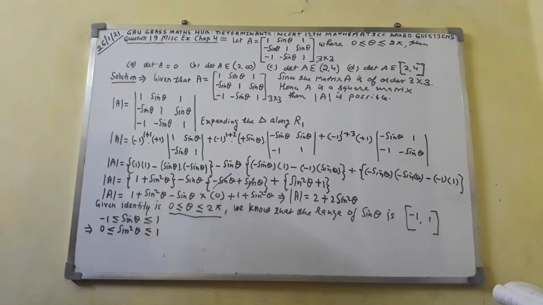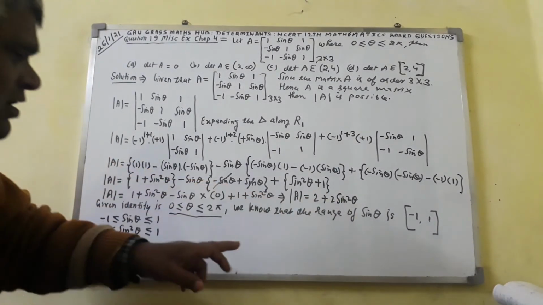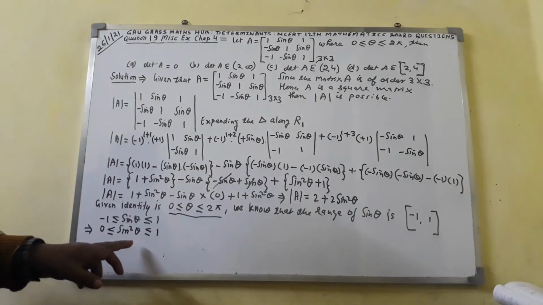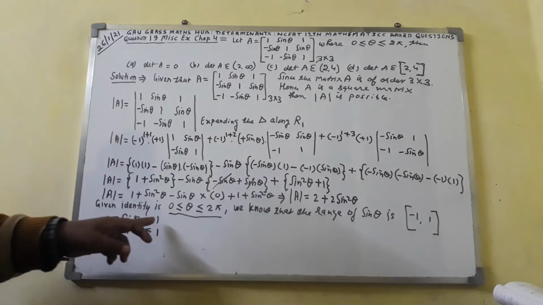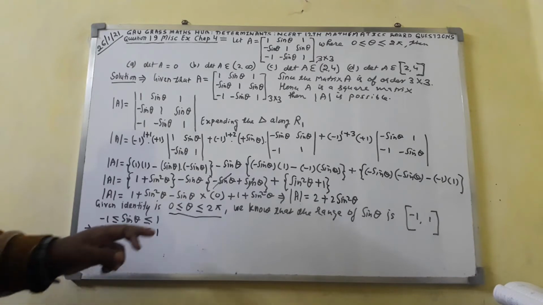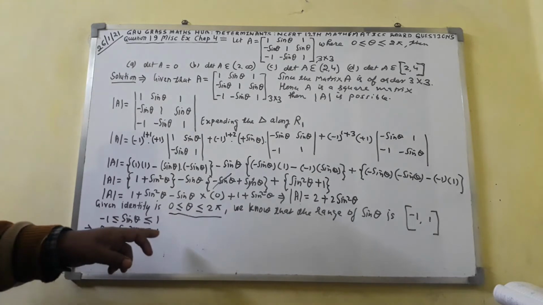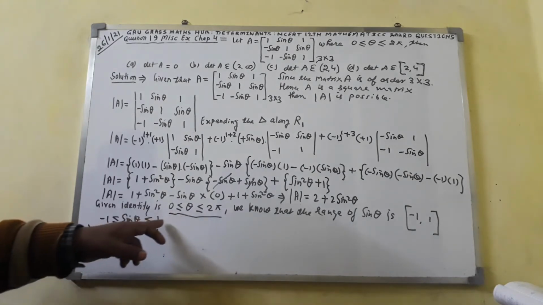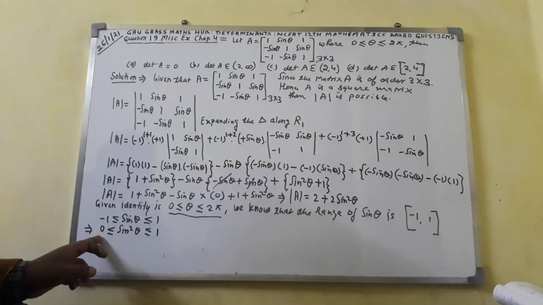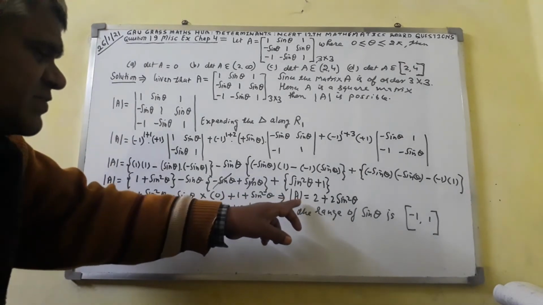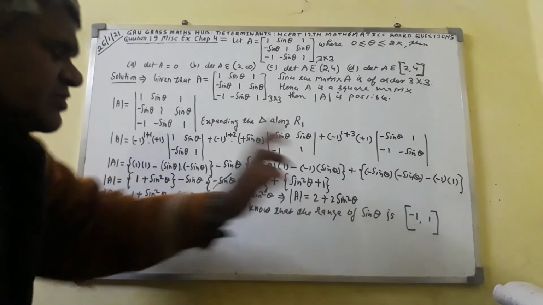So what to do next? Next, I have to get this one from this one. This is the identity I have established with the help of the given identity and the range of sine theta. This one is the given identity, and this one is the range of sine theta. With the help of these both, I have established this identity with respect to the determinant of matrix equal to 2 plus 2 sine square theta.